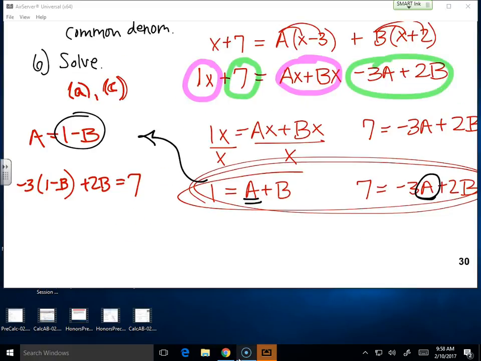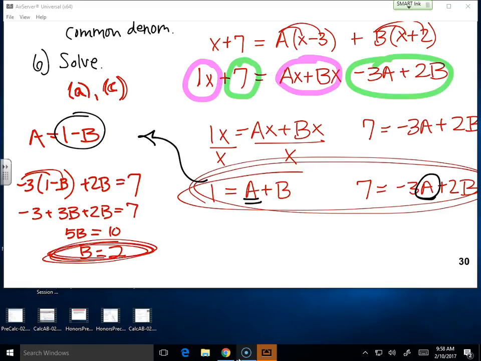Isn't this just a simple distribute and solve, guys? Oh, okay. So I have negative 3 plus 3B plus 2B equals 7. Add the 3 to the other side, that's 10. Over there, that's 5. So I have 5B equals 10. B equals who? 2. You guys got the same thing? Don't I have an equation just waiting to be plugged into up here? Sweet. Let's go back and plug it in. And A is equal to 1 minus 2. You guys got negative 1? Yes.